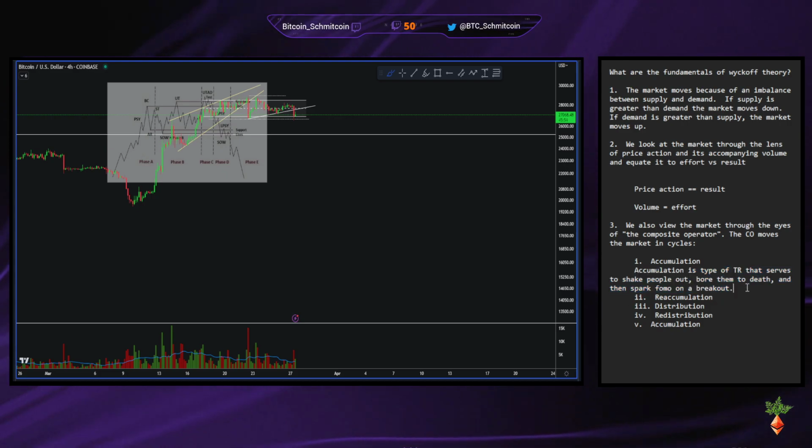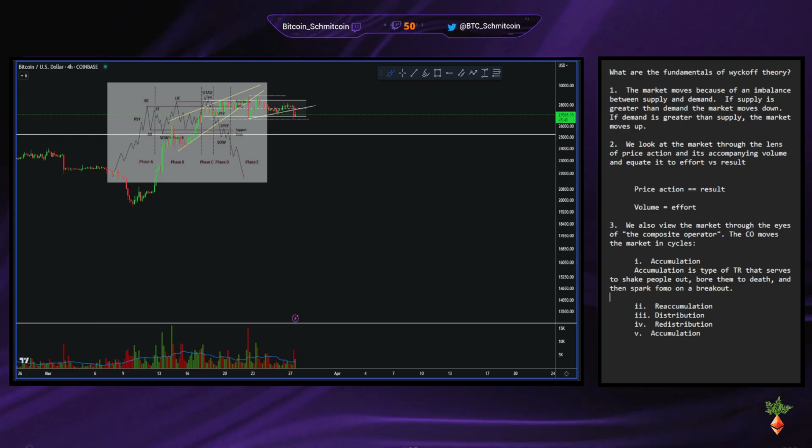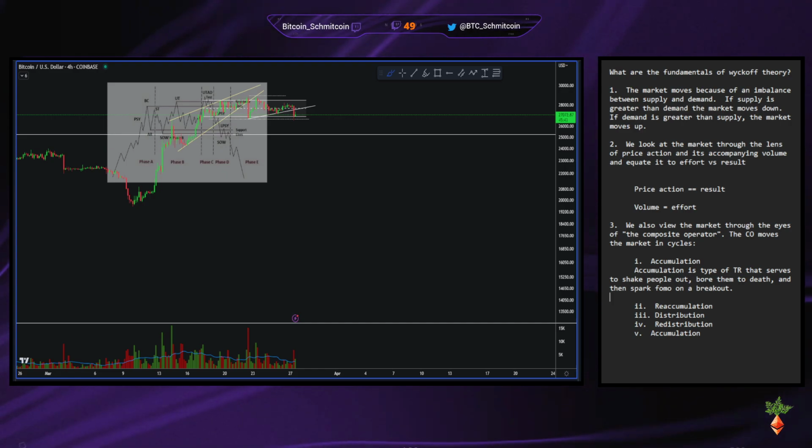That's because they're just trying to get people to sell their shares, either scaring them, pushing the market low, holding them down there, just boring them to death, making them think, okay, I can go find better returns elsewhere. So they sell their shit, and this accumulation period occurs.